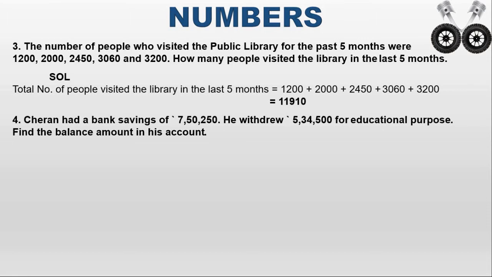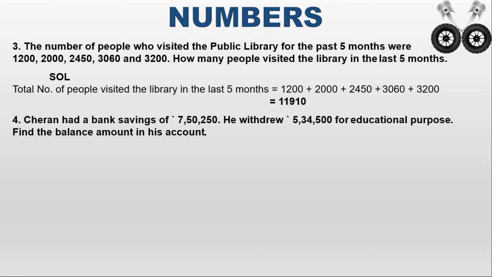He is having 7,50,250 amount. In that 7,50,250, he withdrew. That means he is taking from the bank. So he withdrew 5,34,500. He took 5,34,500 rupees from the bank. For what purpose is he taking it? For the purpose of education. So they are asking what is the balance amount in the bank. So what we have to do? We have to subtract.